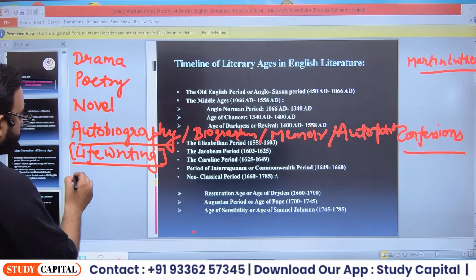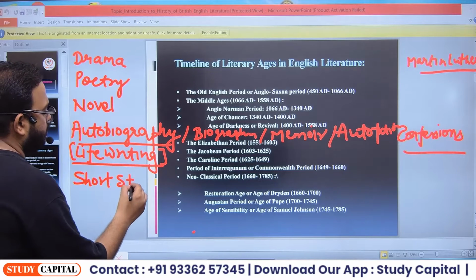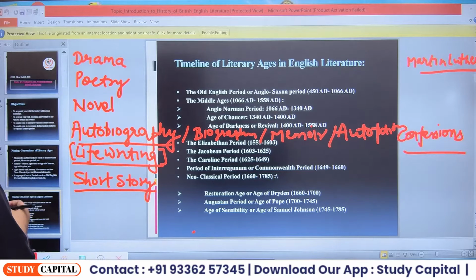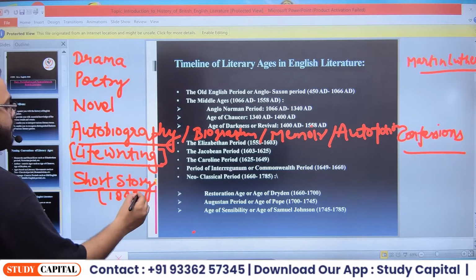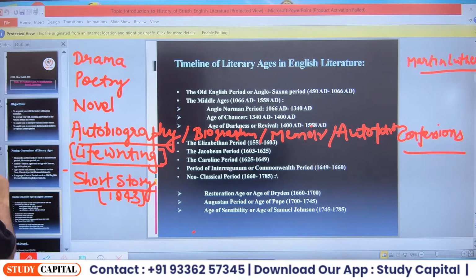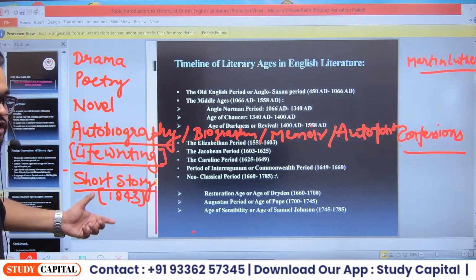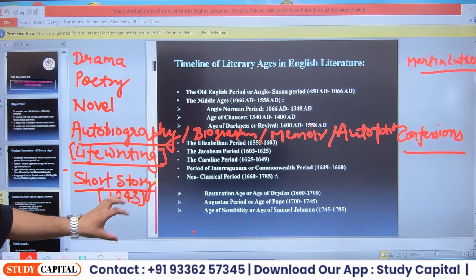Then you have obviously short stories, not a very big genre. If you start from American short stories with Edgar Allan Poe, it starts from 1843, right? And then you have around 20-25 American writers and then British writers that you have to cover in short stories. Very important because it's a different genre given to you in your syllabus, and a genre where people lag behind, right?